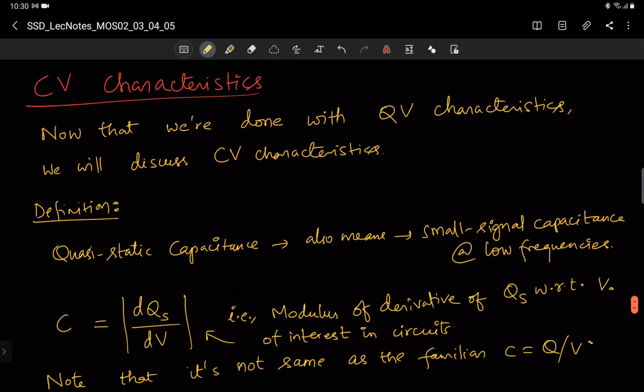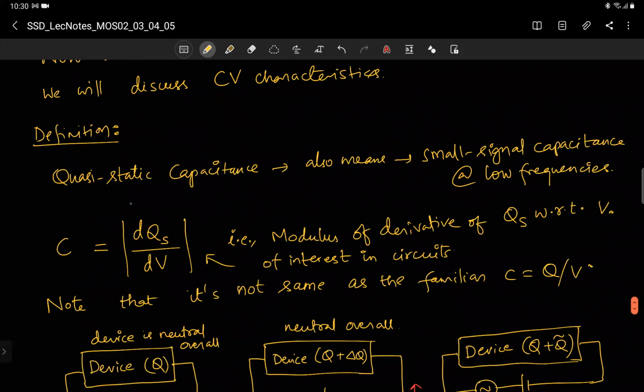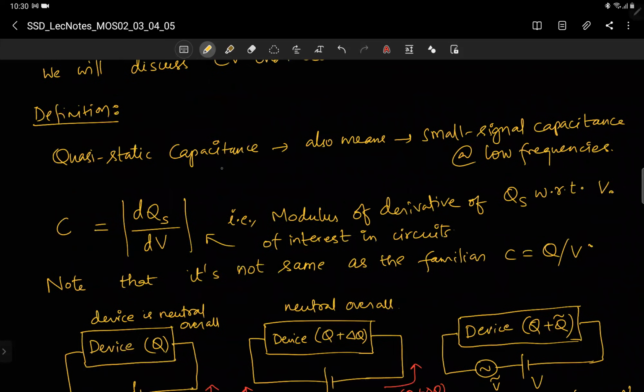Okay, I'll proceed. So CV characteristics means we have to define what is the capacitance that we are talking about. The capacitance we talk about is quasi-static capacitance, which also means small signal capacitance at low frequencies. Low means we will come to that a little later.